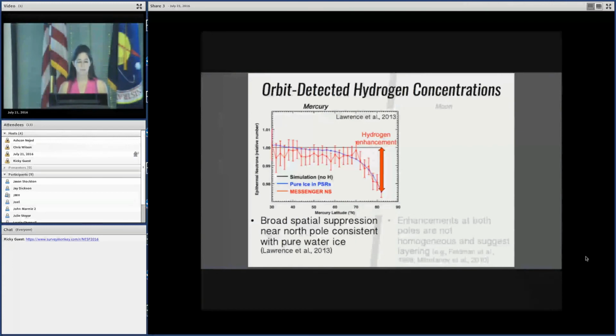So on Mercury, this is mostly work done by Dave Lawrence, working with the neutron spectrometer on MESSENGER. On the x-axis here, you have the relative epithermal neutron count, and on the y-axis, we're increasing in latitude from 30 degrees to the pole. This blue line is representing the theoretical count that you would get if you had pure water ice occupying all of the permanently shadowed regions on Mercury. And the MESSENGER data is overlying this in red, and what you see is that it's almost an exact correlation, which indicated we had this broad spatial suppression of the hydrogen at the poles of Mercury in these permanently shadowed regions.